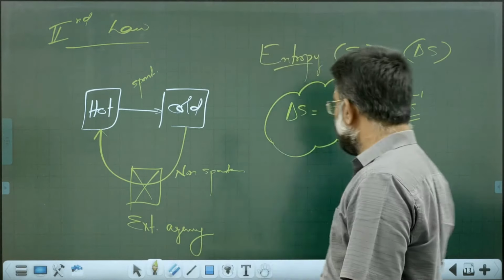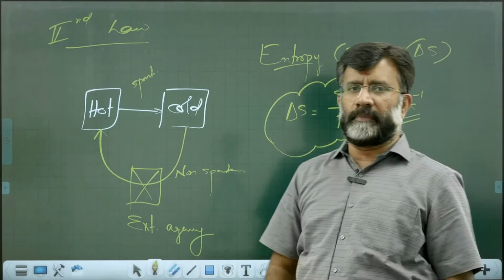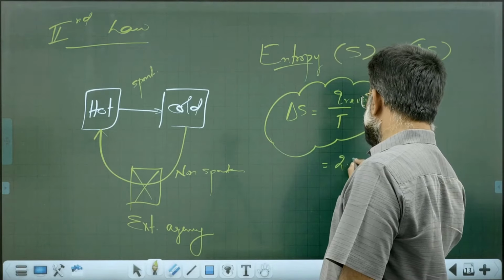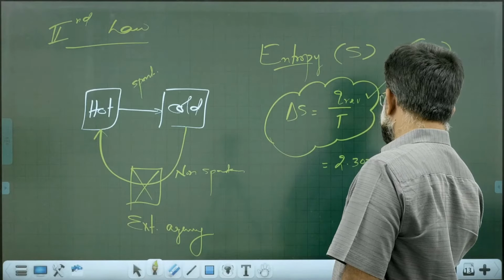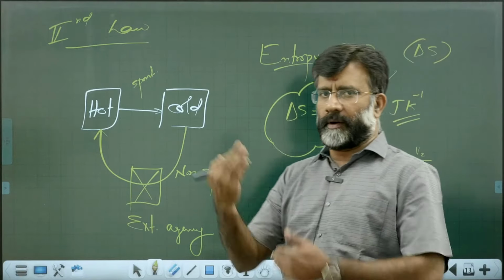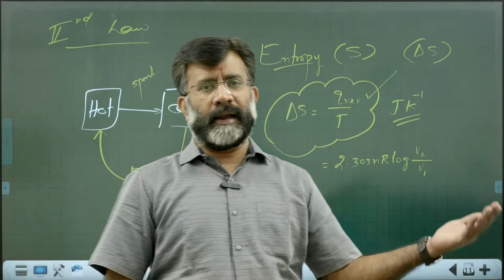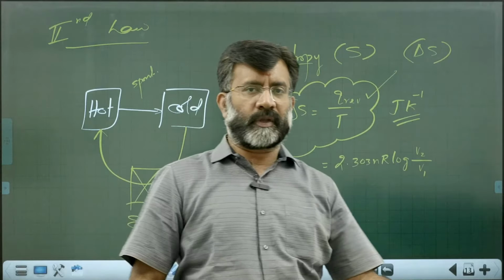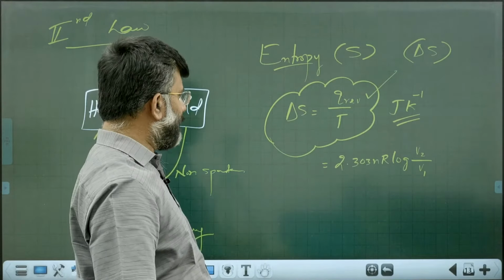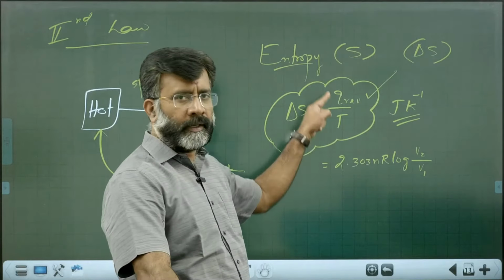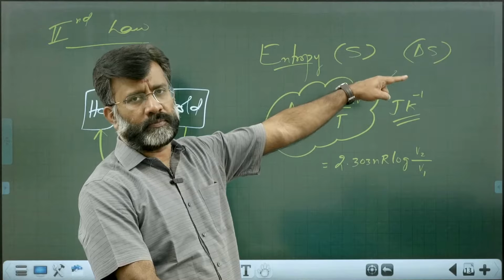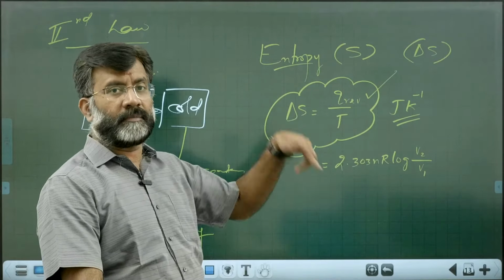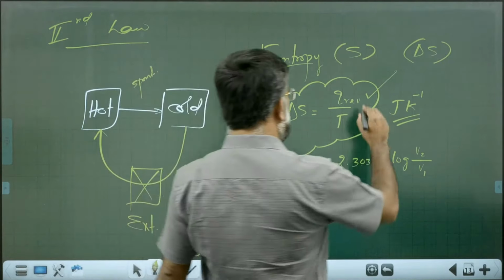Entropy is calculated by the formula: reversible heat by temperature. Naturally, it is 2.303 nR log V2 by V1, considering only a change in volume. Or there can be an additional change in temperature versus volume, or temperature versus pressure, which can also be incorporated, but that is beyond the scope of the NCERT. So delta S is equal to Q by T. Q, you know, is 2.303 nRT log V2 by V1. Divided by T, it will be 2.303 nR log V2 by V1, or in terms of pressure, P1 by P2. That's it. That is the entropy of the system.